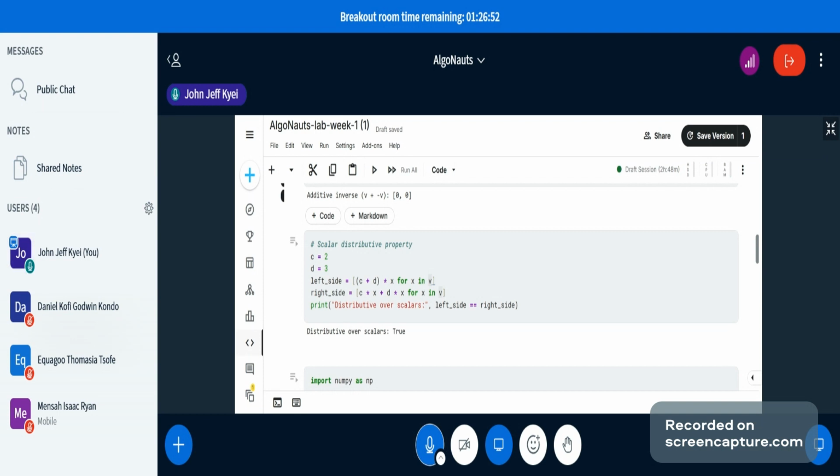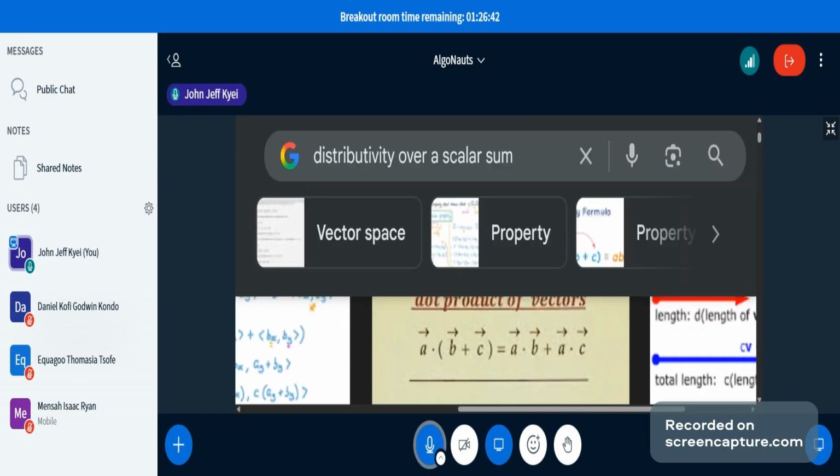Okay, I got something. Okay, let me know if you can see my screen. Yes.